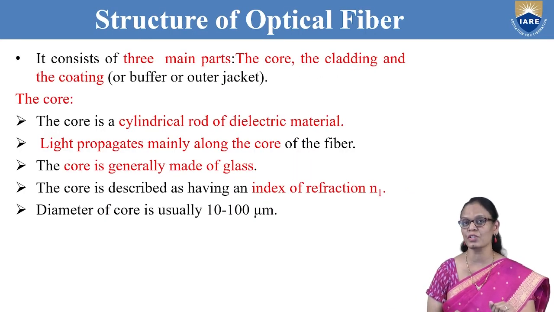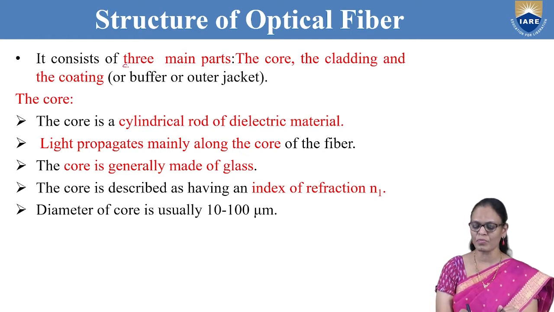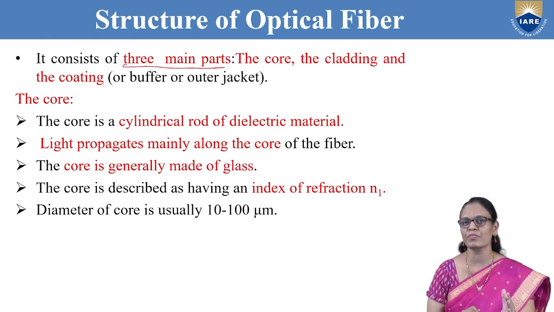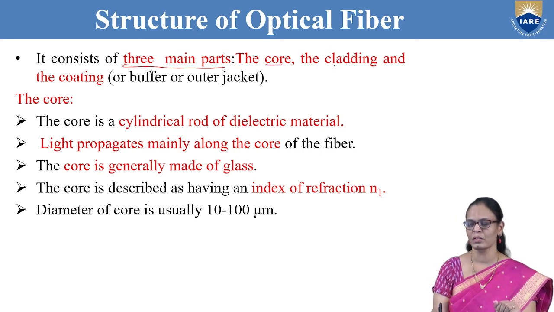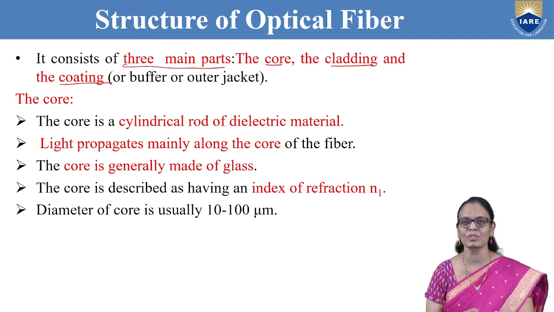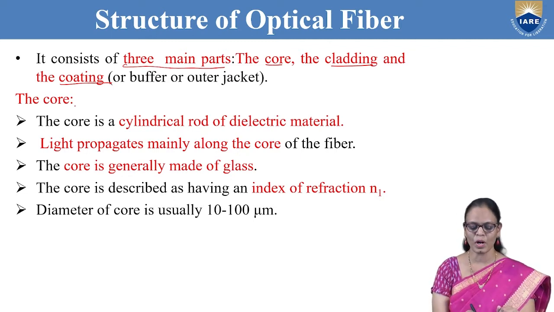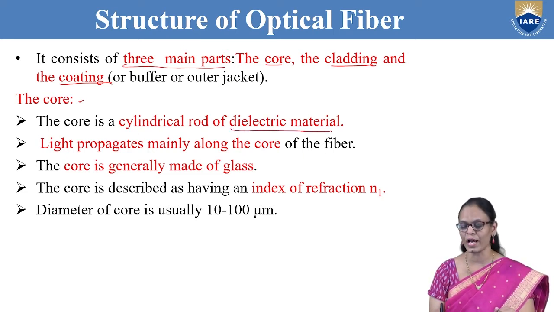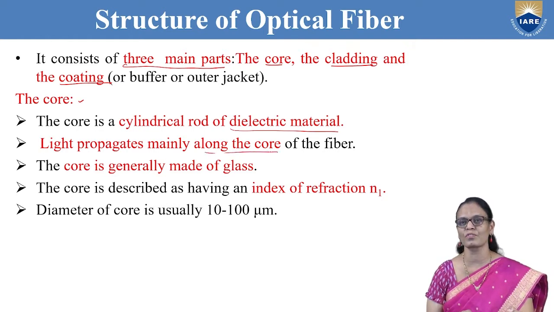Now coming to the structure of optical fiber, it consists of three main parts. We see different sections of optical fiber, but we always talk about three main parts: the core, cladding and the coating, or the buffer or outer jacket we may call it. So what is a core? A core is a cylindrical rod of dielectric material. We are taking a cylindrical rod of a dielectric material, and light propagates mainly along the core of the fiber.